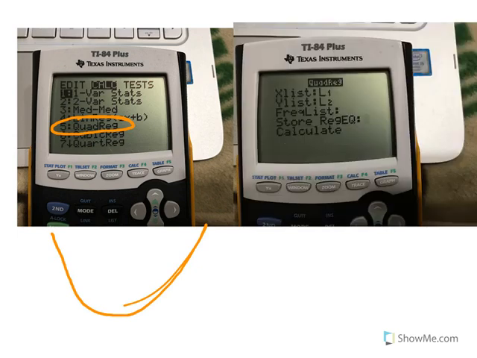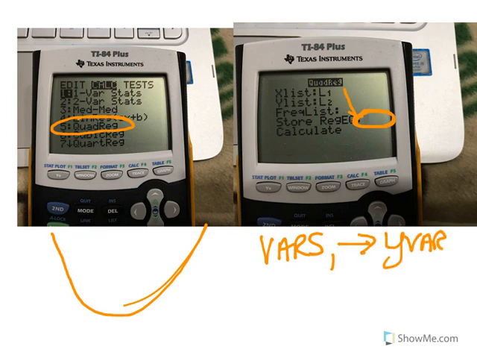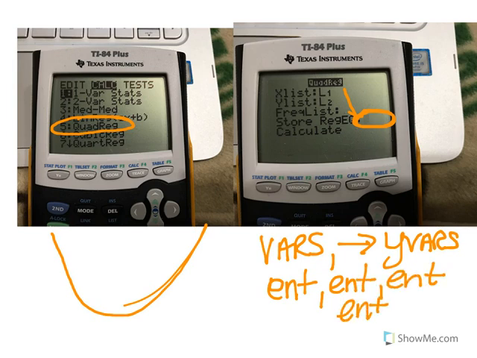And then you'll get to this screen. If you just want to get the equation, you can just hit enter, enter, enter, enter until you get your equation. If you want to store your equation into y equals, which is what I like to do, when you get to this point right here, just arrow down until we get there, and then hit the vars button, and then use your arrow to go to y vars, and then hit enter 4 times. Vars, y vars, enter, enter, enter, enter, and you'll get your equation.